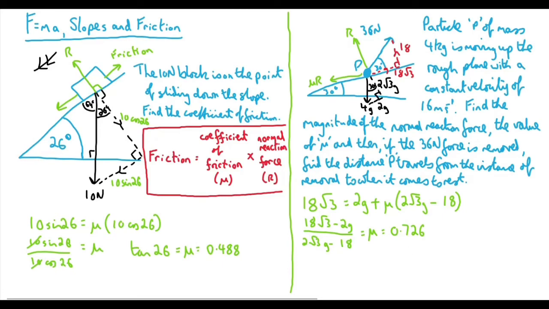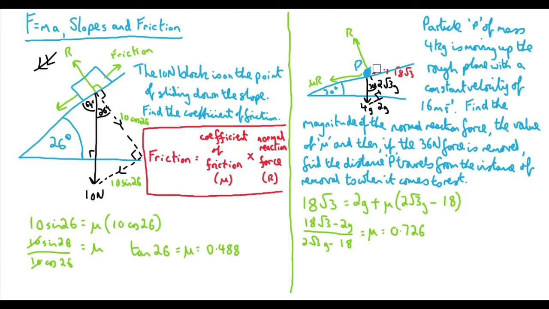So we have our mu. We now know that that is going to be the coefficient of friction throughout the rest of the question. I'm then told if the 36 Newton force is removed, okay, let's get rid of that from our diagram therefore. Find the distance that P travels from the instance of removal to when it comes to rest.